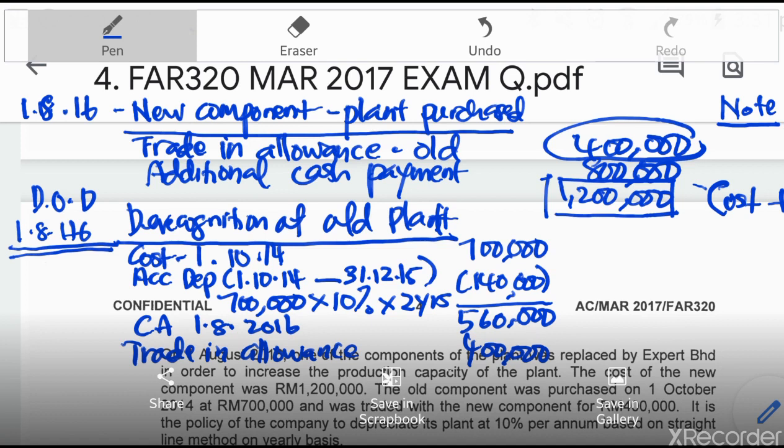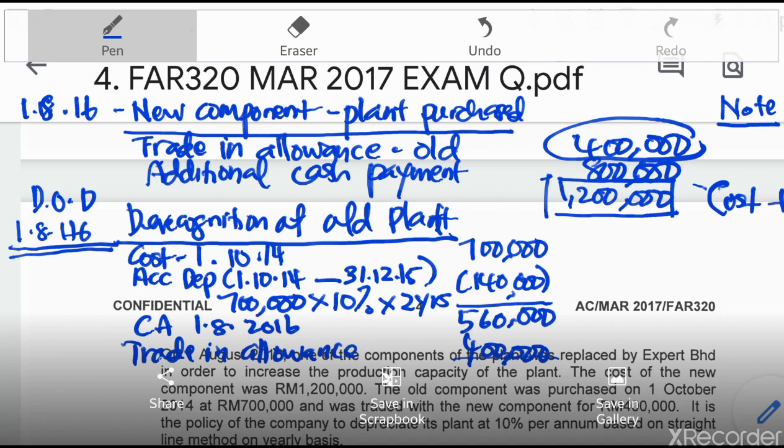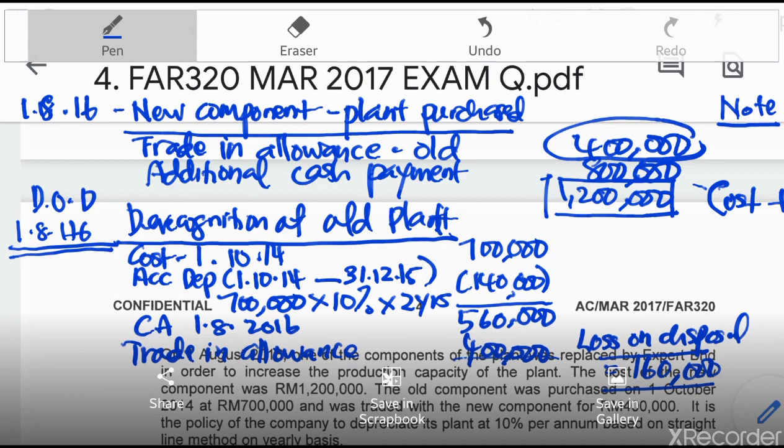And therefore, the difference here, which is, how much is it? The difference of 160,000 is your loss on disposal. So the loss on disposal is 160,000. Loss on disposal.